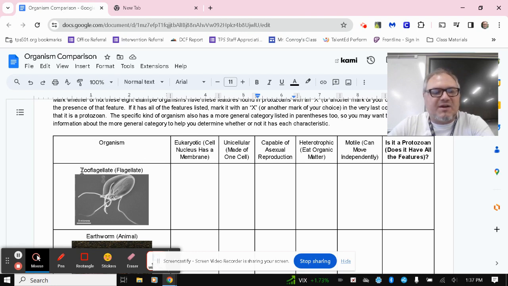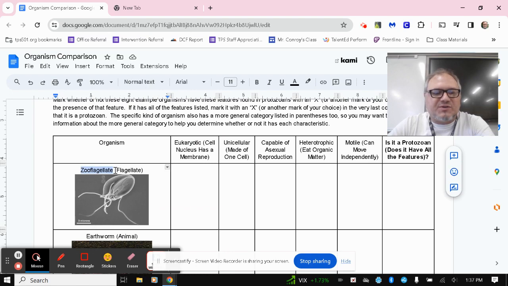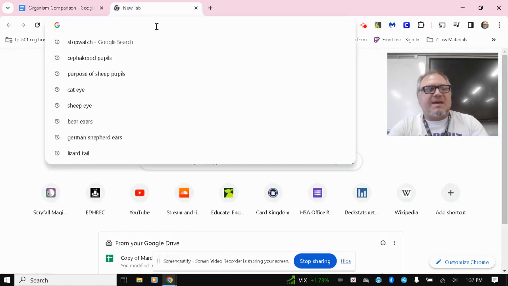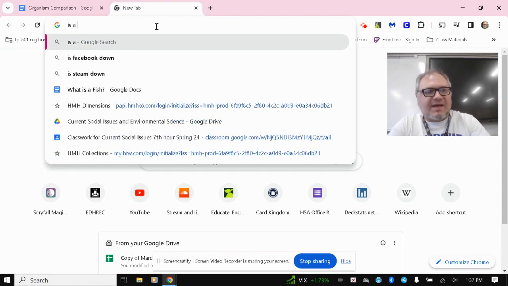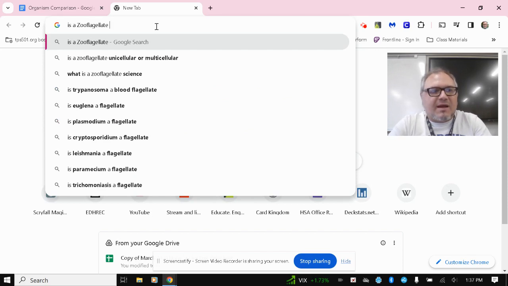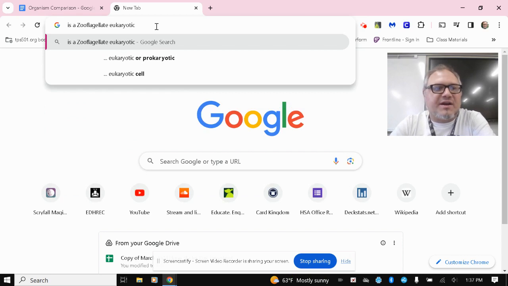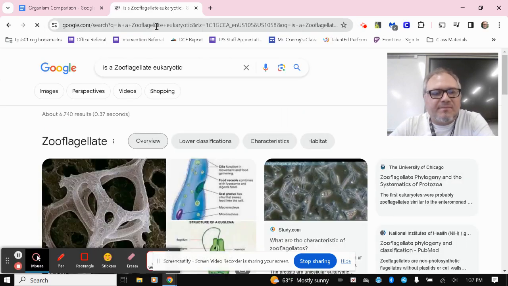So let's demonstrate what we're looking at here. I'm going to highlight zooflagellate, I'm going to right click it and hit copy, or you can also do Control C if you want to copy that way. So I can type in here, is a zooflagellate, and again, I pasted that in there with Control V. And I want to know if a zooflagellate is eukaryotic. And again, it's starting to autofill for me here a little bit.